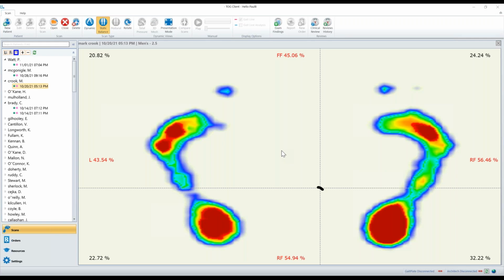When we have a GaitScan system, if we scan every single patient that walks in our door, not with regards to an orthotic, but just to do the static scan, what we will find is that we will gather a lot of information and we will generate treatments, we will generate further appointments that will benefit the patient.